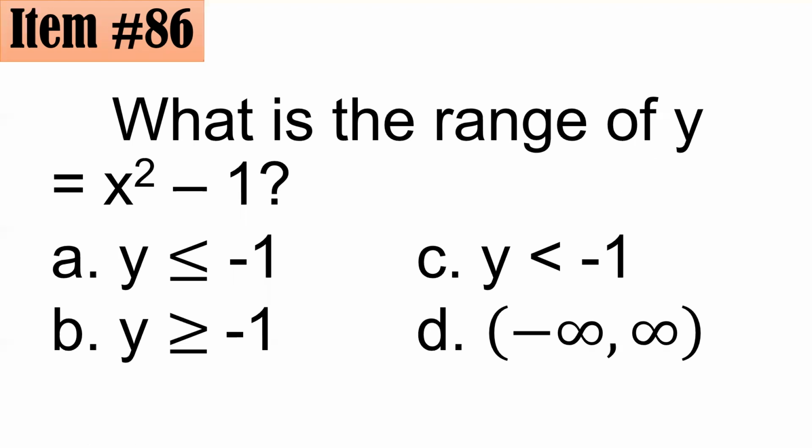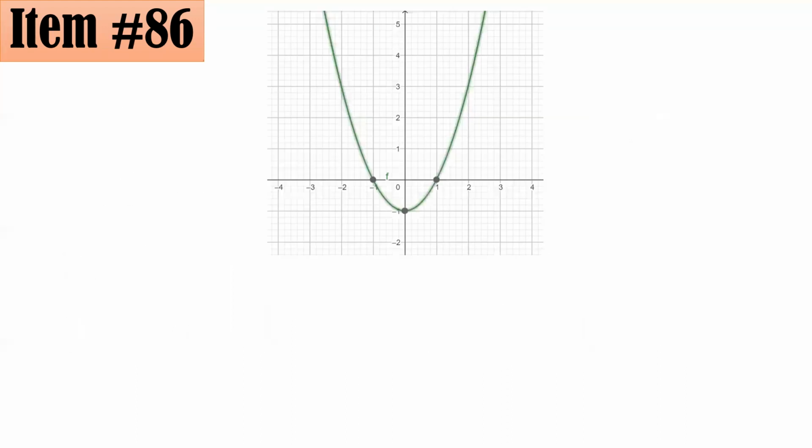And x squared is always positive for all real x, except for 0. X squared is not positive if x is 0. But in your case, x squared is positive if x is non-zero. No? So actually, there are many ways of doing this. And one way is by means of graphing. And this is actually the graph of y is equal to x squared minus 1. So kung inyo pong mapapansin, its vertex is at the point 0, negative 1.